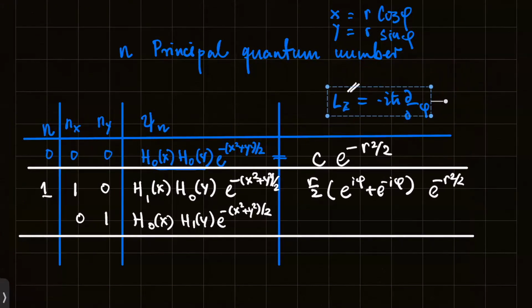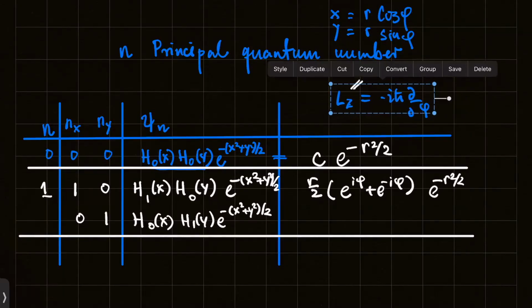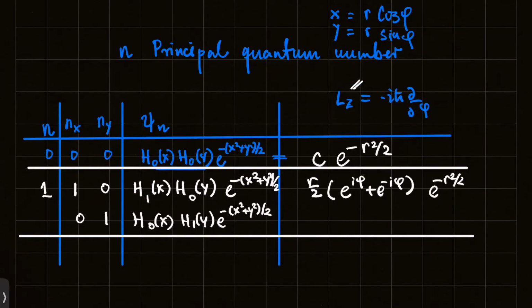So we can create a new column in our table where we write down what the m eigenvalues are. And the m eigenvalue of this thing is 0. And here we have two eigenvalues, +1 and -1, a particular linear combination of that.